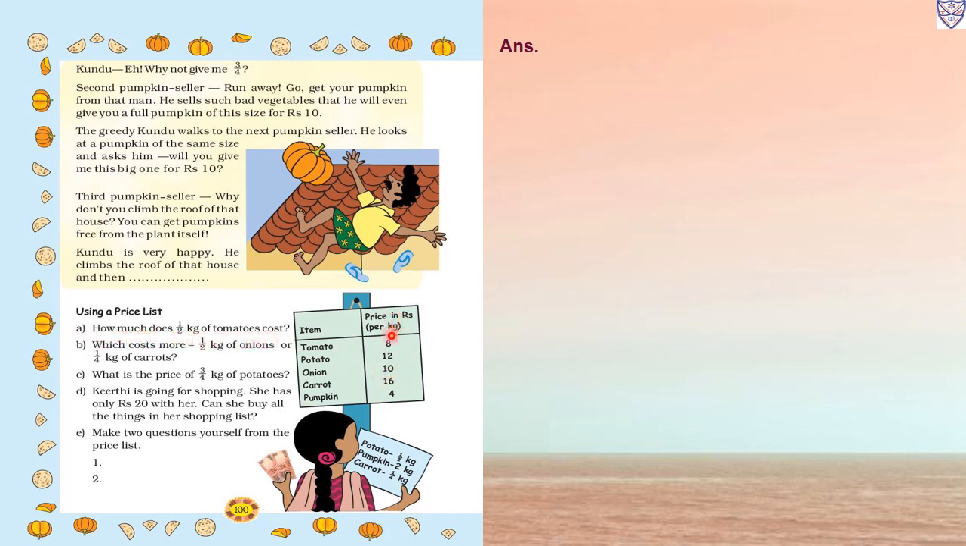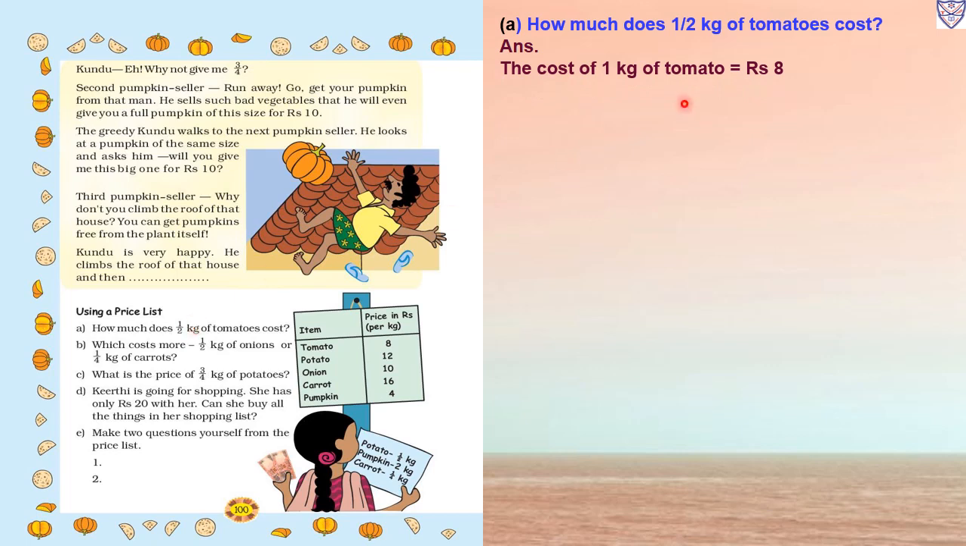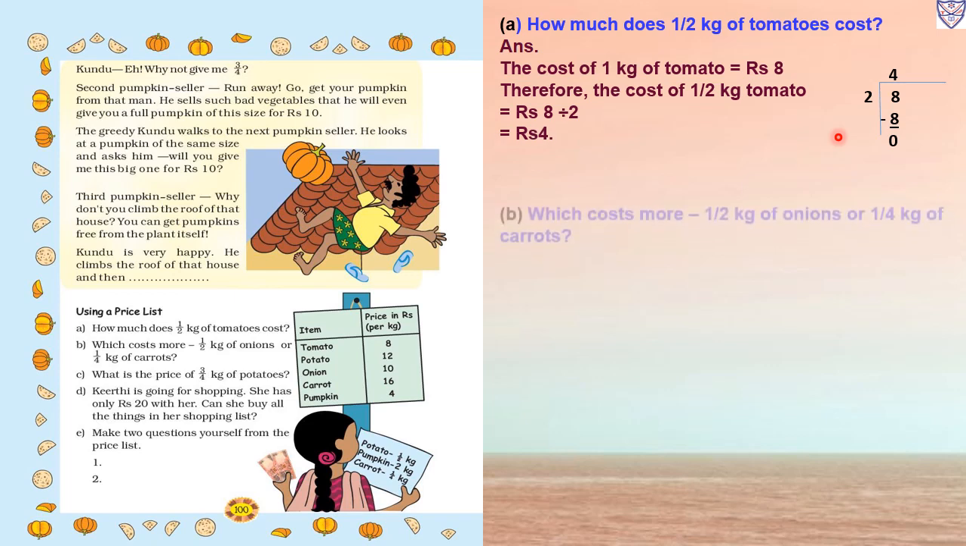The price is per kg, so we have to find out the cost of half kg of tomatoes. Answer: the cost of 1 kg of tomato is rupees 8. Therefore the cost of half kg of tomato is 8 divided by 2. 1 kg is 8, so for half kg we divide 8 by 2. In the 2 table, when 8 comes, 2 4s are 8. So 8 minus 8 is 0. So our answer is rupees 4.